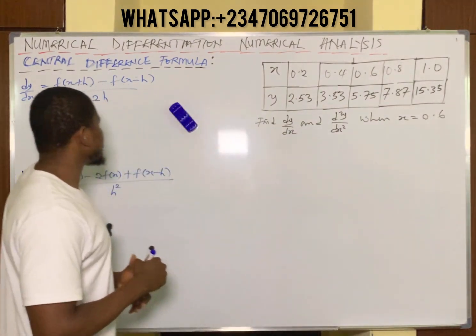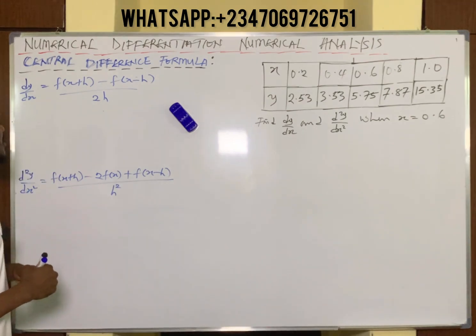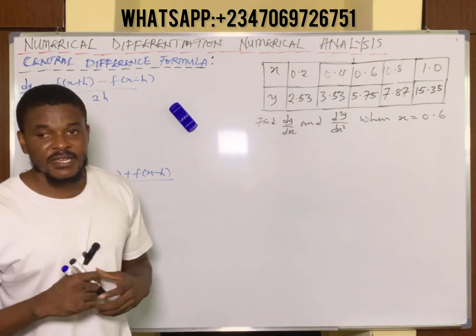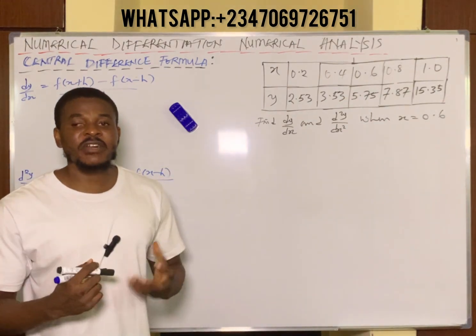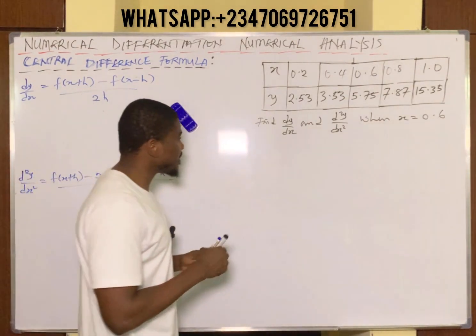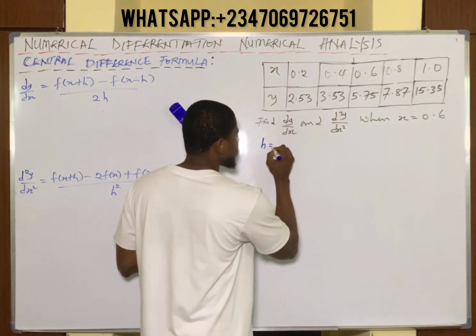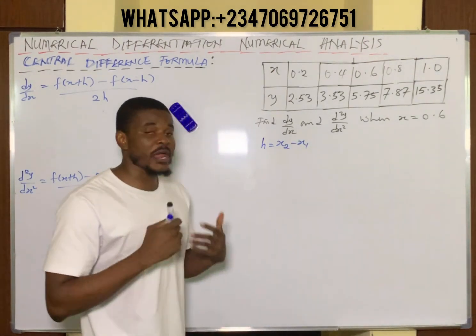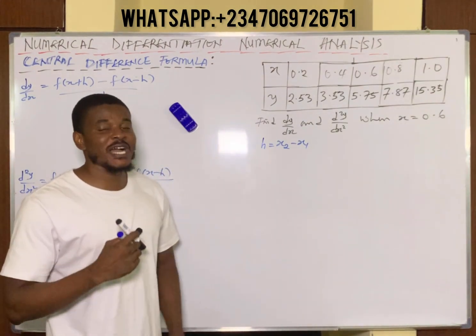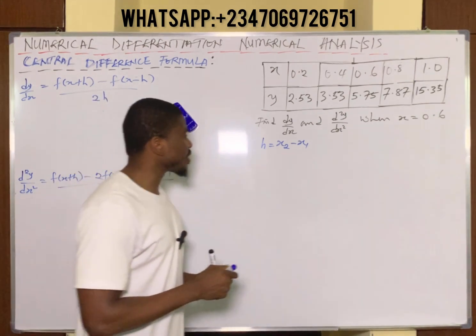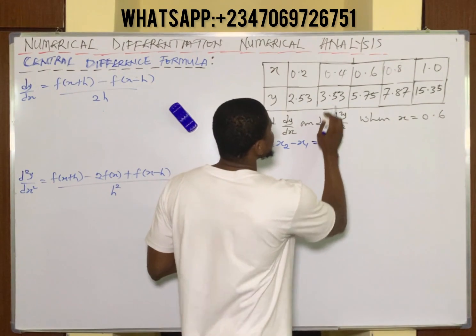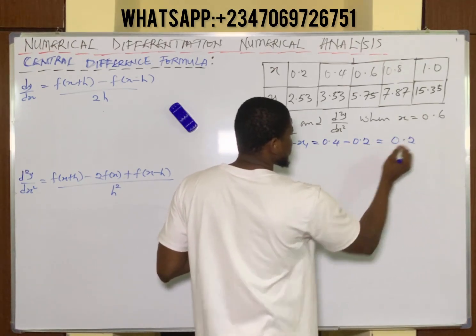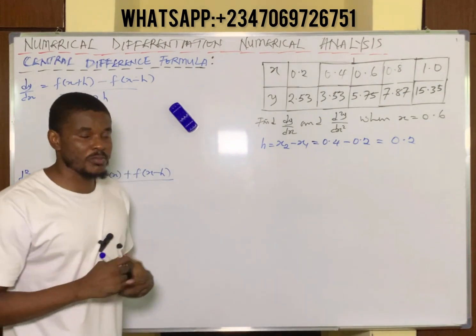Now, you already know for the first derivative, this is the formula there: f of x plus h minus f of x minus h all over 2h. So we need to find our h. H simply means step size, and step size simply means successive difference in the values of x, right? So my h is simply going to be either x2 minus x1 or x3 minus x2 or x4 minus x3 and so on. But you must have a constant value for the step size. So this is going to be equal to x2, that is 0.4, minus x1, which is 0.2. This simply gives us 0.2. So our step size is 0.2.